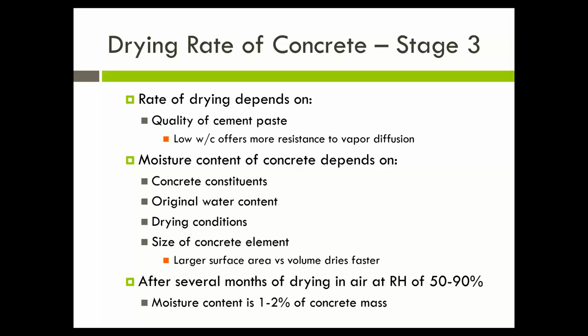The other thing that the shrinkage depends on is how much water was present in the beginning. Since if you have a low water to cement ratio but a very high cement content, you will increase that shrinkage. And so if you take concrete and put it in air at 50, 60, 70% relative humidity, after several months, the moisture content in the concrete will drop to 1 or 2% of its mass. And as that water leaves, the concrete has to shrink to accommodate the volume that's lost. And that shrinkage can present a major problem.